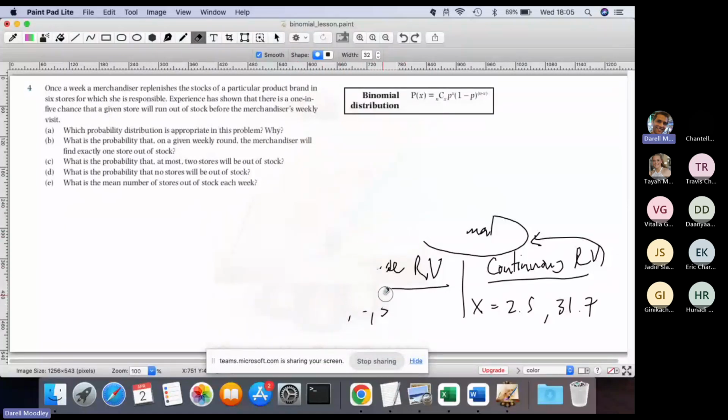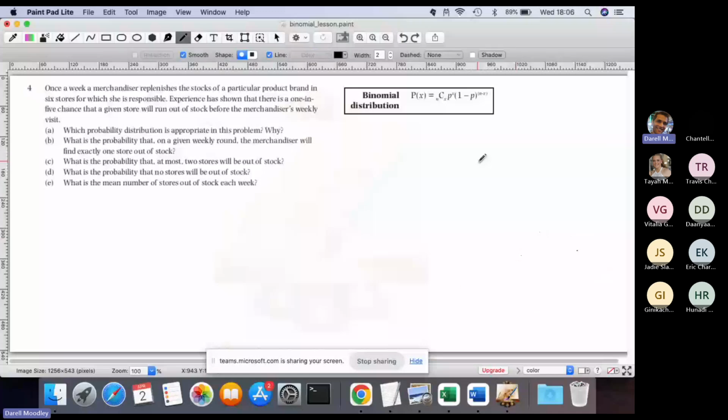It's important that you understand the difference between a discrete random variable and a continuous random variable, because the moment you know it's a discrete random variable, you know that it can only be a binomial distribution or it can only be a Poisson distribution. So I'm just going to write this here, and Poisson.